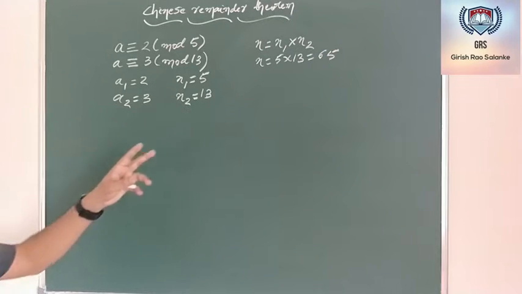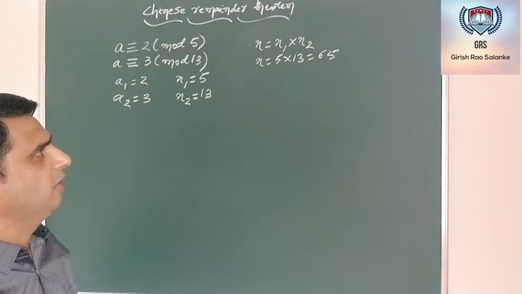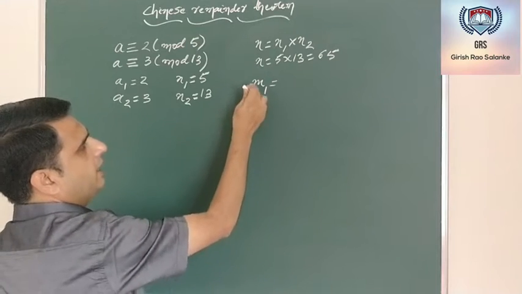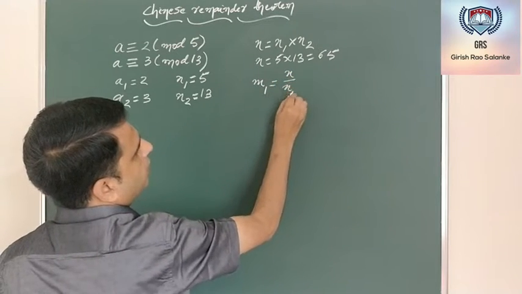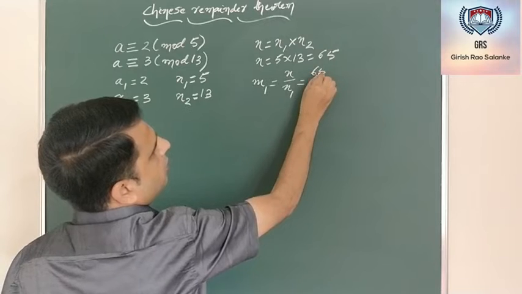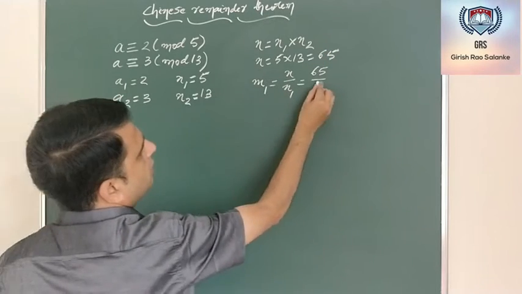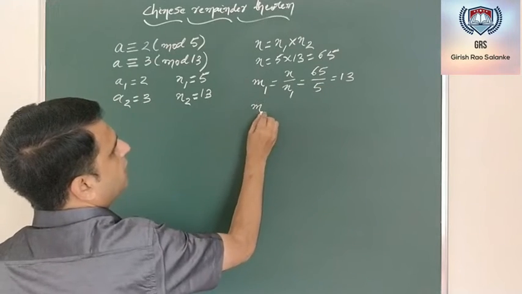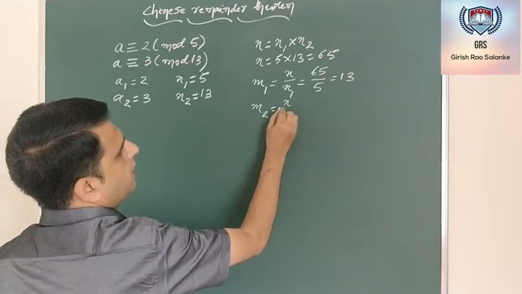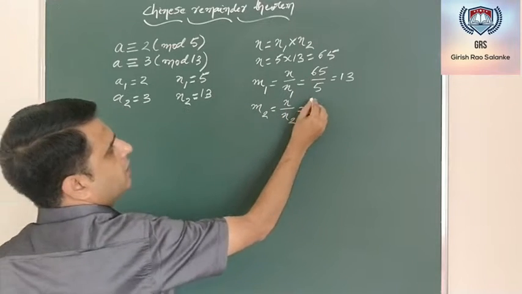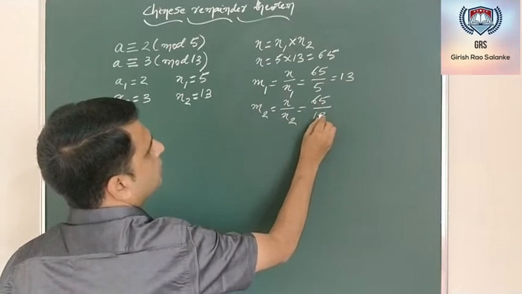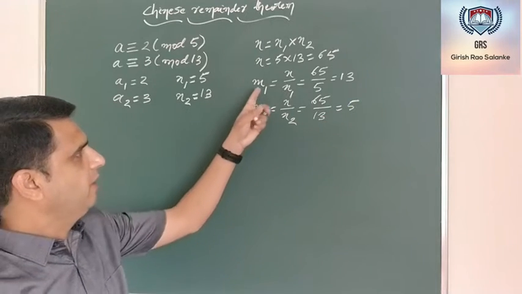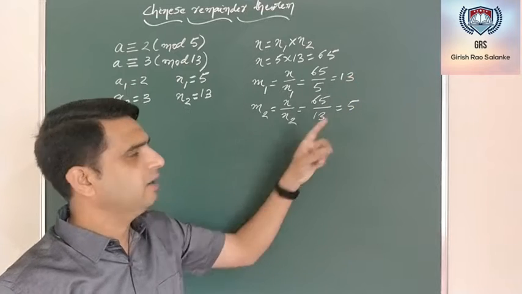After calculating the value of N, I need to calculate the value of M1. How to calculate M1? M1 is equal to N divided by N1. N is 65 and N1 is 5, so M1 is 13. Similarly, I need to find the value of M2. M2 is N divided by N2. N is 65 and N2 is 13, so this value is 5. So I got my values of M1 and M2 as 13 and 5.